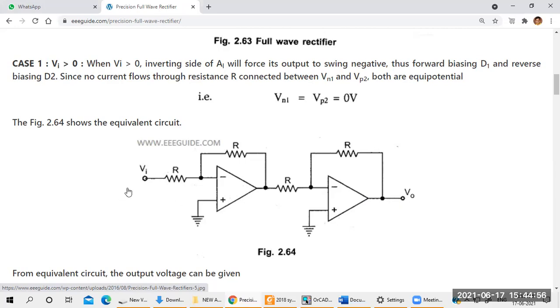So we applied the positive cycle to the first amplifier. From that we got a negative cycle here. Then with a negative cycle here, D1 is in on condition. When D1 is on, we apply the negative voltage to the second op-amp, that is the summing op-amp. Here there is a negative sign, so it gives a 180-degree phase shift. The input is inverted at the output side, meaning you'll get a positive. So this is for the positive cycle.